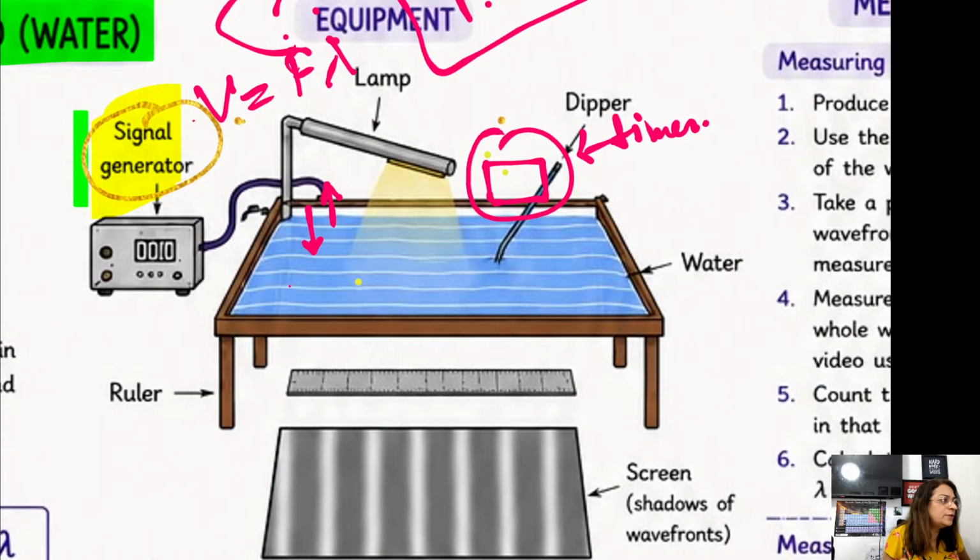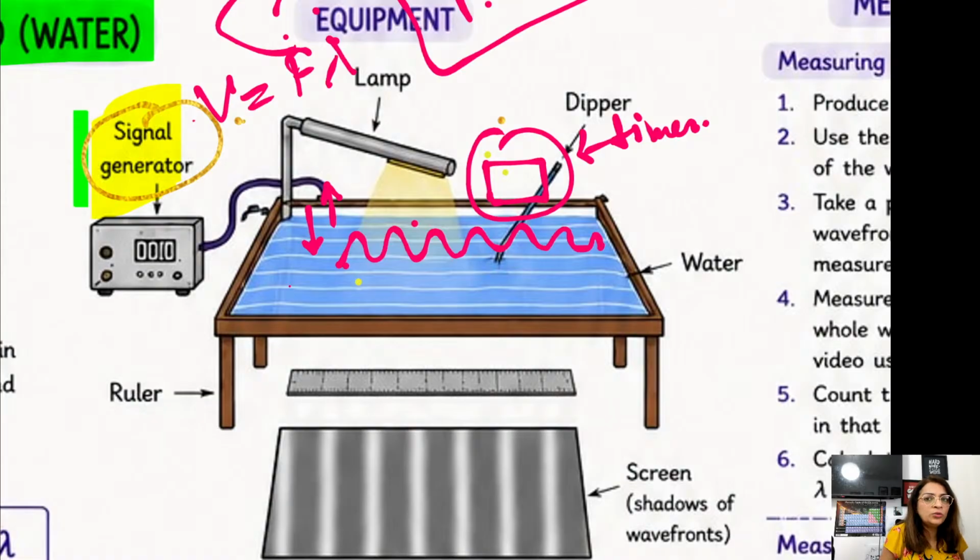Type in the chat: if the dipper goes up and down, what will it do with the water waves? Will it create any waves, or will it not? Yeah, Sahib, very good. The vibrator vibrates and creates waves. The water waves are very, very fast. So yes, ripples will be created.